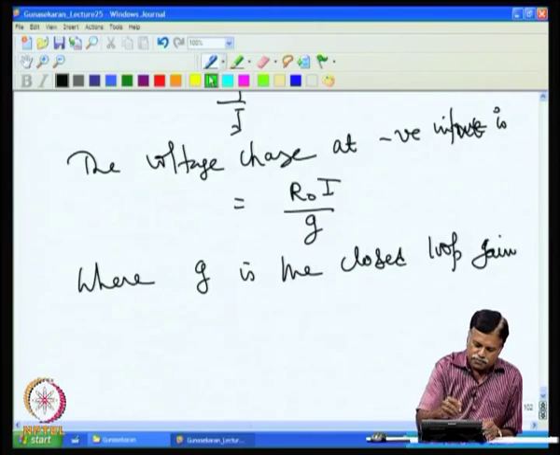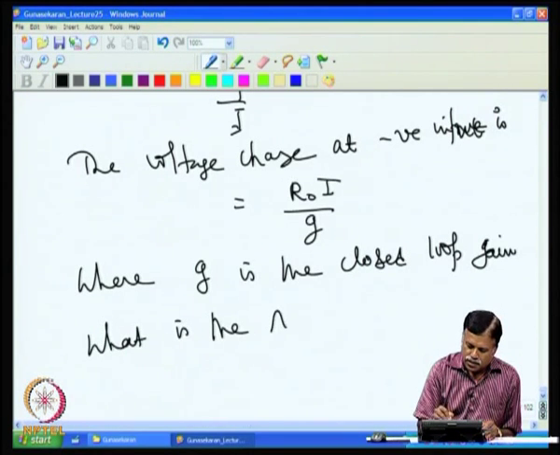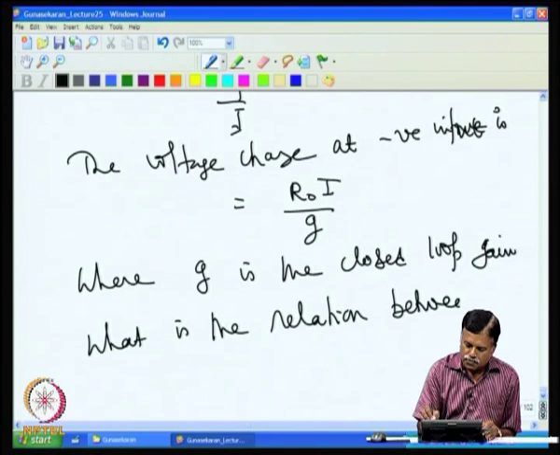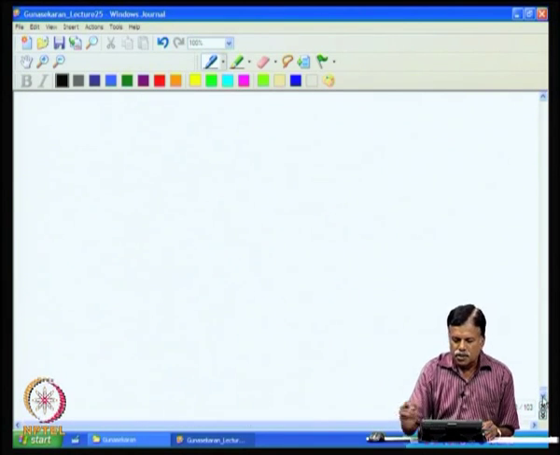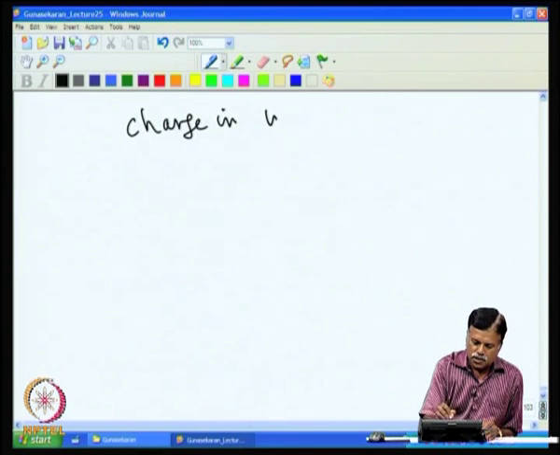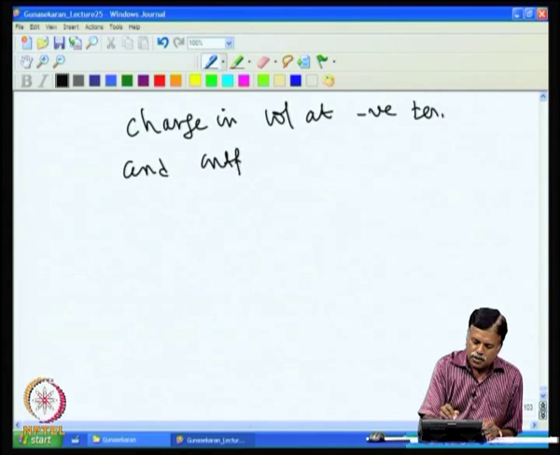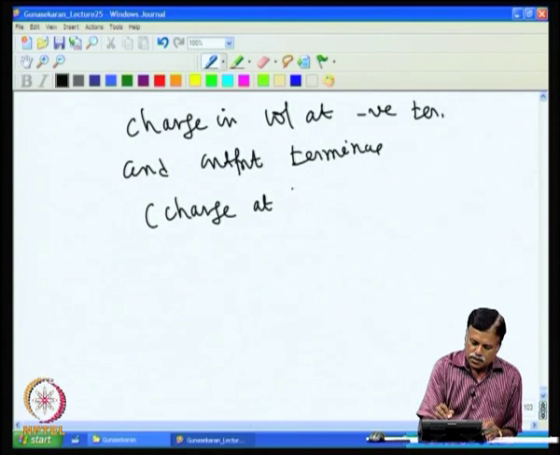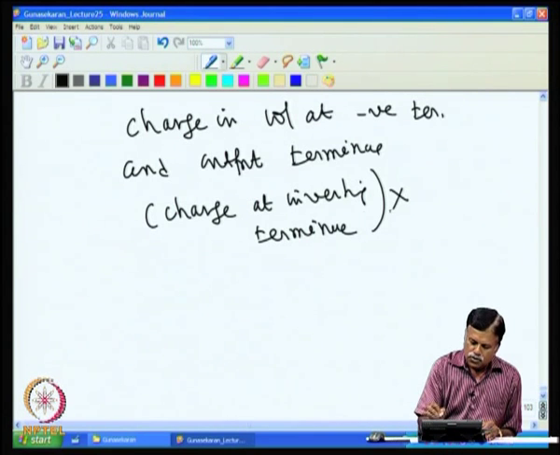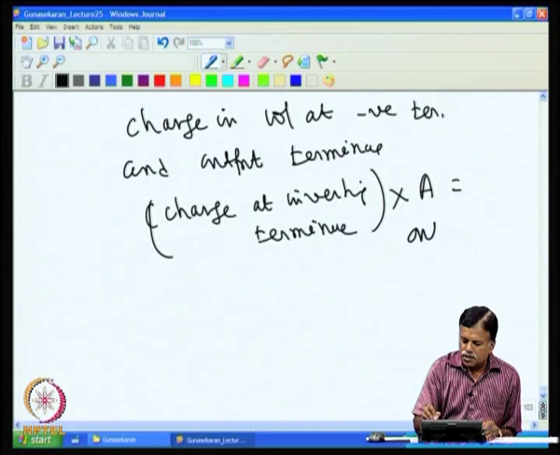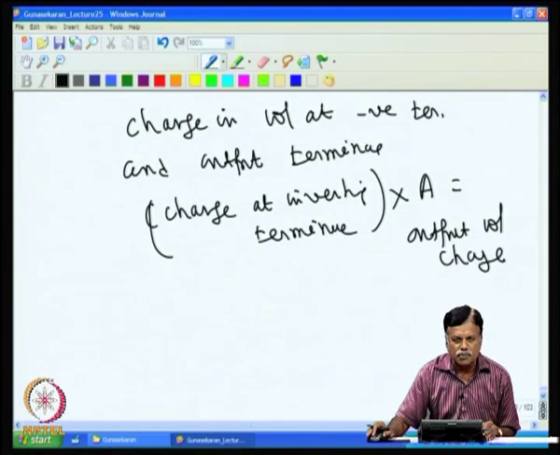Now, the next question is: what is the relation between the change at the minus terminal and the change at the output? Between the change in voltage at the negative terminal and at the output terminal, that is actually the change at the inverting terminal into A, which is the output voltage change. Because the change here has to happen at the output.